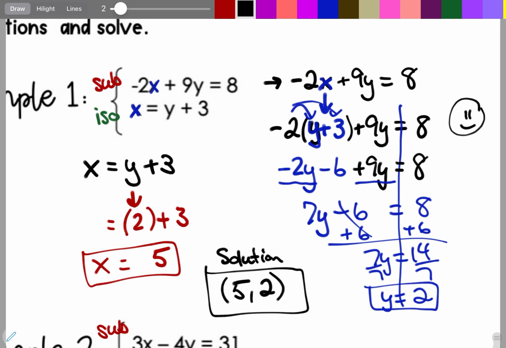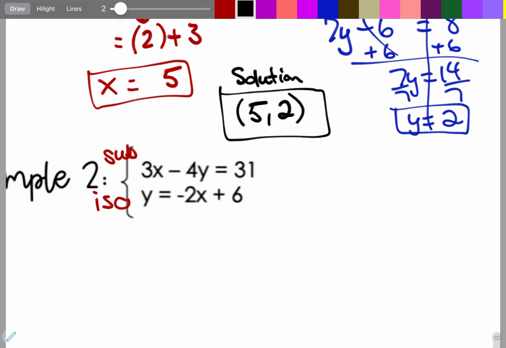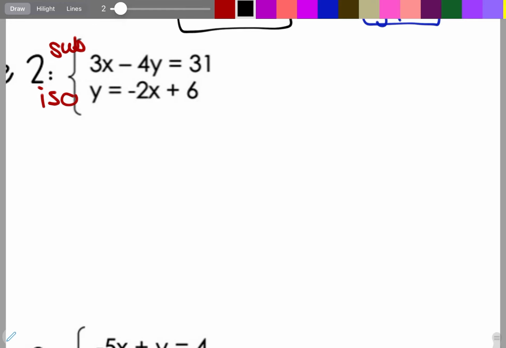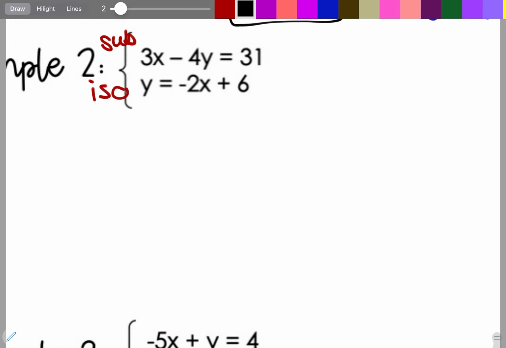If there's any questions, of course, you can pause the video and play it back again. If you still have questions after that, you need to ask your teacher specifically what you need help with. Let's move on to example 2 here.